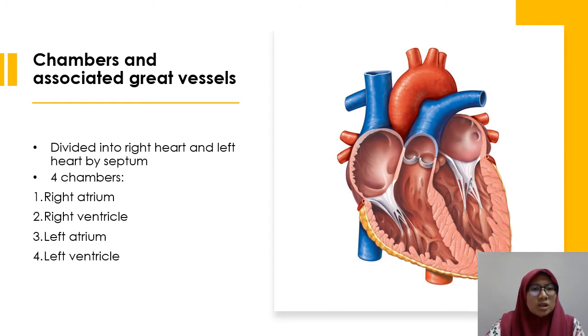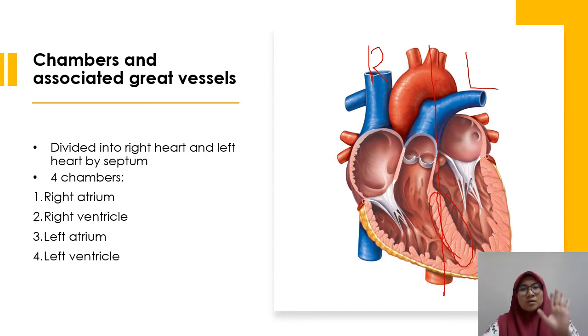So, simply our heart is divided into right and left. Kita bahagikan terus kepada 2. Right, left, and then dia ada septum. Septum maksudnya tu pembahagi lah. This is the septum yang kat tengah ni. And then it has 4 chambers. Dia macam ni. So ada 1, 2, 3 and 4 chambers.